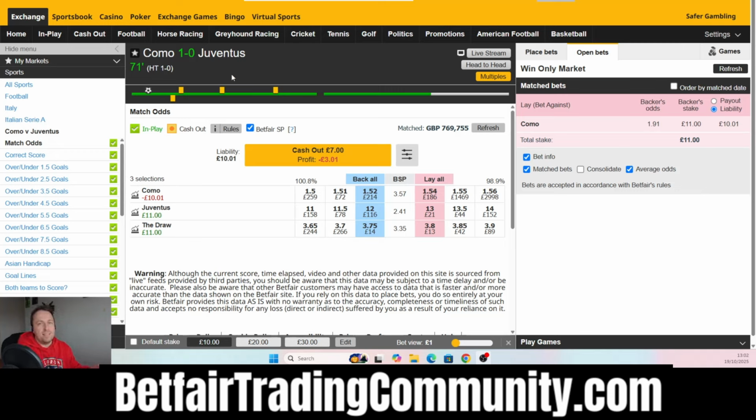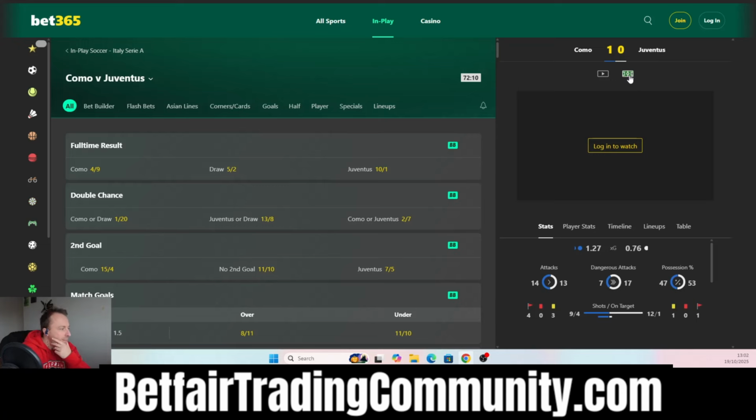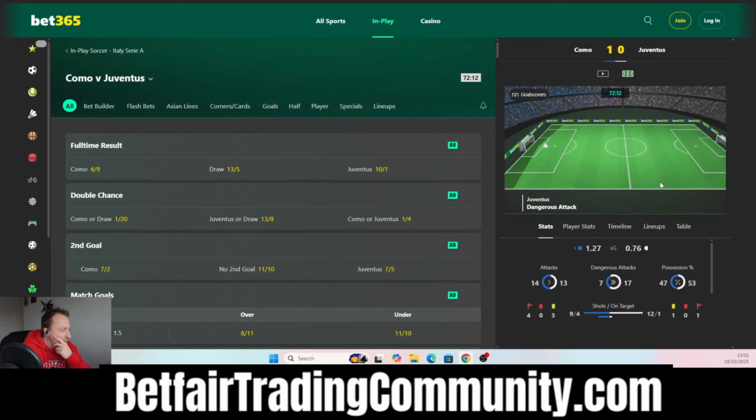The reason I like staying in this spot is that the rewards can be really juicy. So if we get that late goal, Juventus' odds obviously are going to go really low. And also Como, it's suspended now. Let's see what's happened. Juventus dangerous attack. No, nothing. It's still, odds are open. So as we come here, you can see there's actually been a few shots for Juventus, 1 on goal, a few shots for Como, 1 on goal.